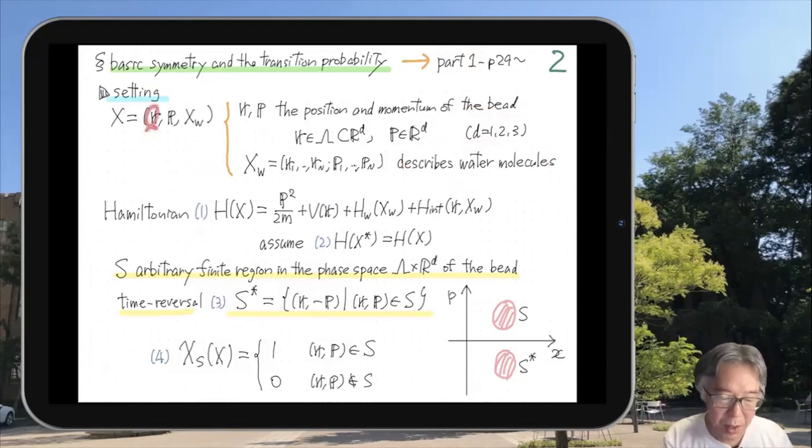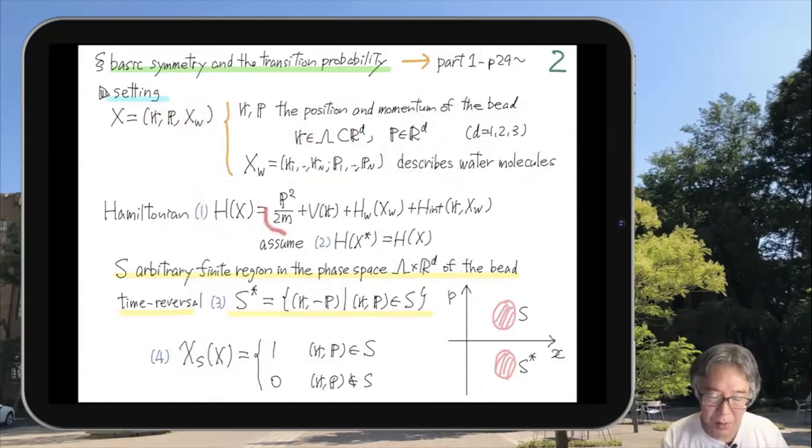Of course, X and P denote the position and momentum of the bead. So it lives in, for example, R3 and also R3. And X_W describes the water molecules, so it's a collection of all positions and momenta of many, many, many water molecules. And so this is the total Hamiltonian.